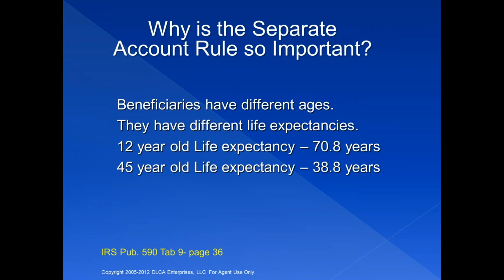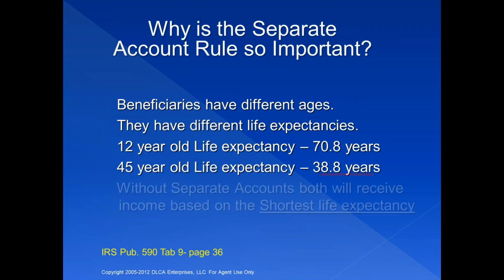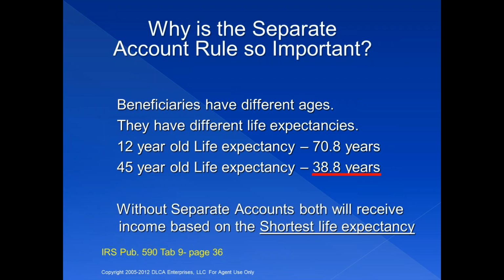So for example, a 12-year-old who inherits is going to have a life expectancy or stretch payout period of 70.8 years. A 45-year-old that inherits, a non-spousal beneficiary, is going to have to take their payments over a much shorter period, 38.8 years. So without separate accounts, both are going to receive income based on that shortest life expectancy. In other words, this 12-year-old that would have been able to spread the distributions and defer taxes for 70 years is going to have to use this shorter life expectancy of 38.8 years because separate accounts were not established. You can find this in IRS Publication 590.